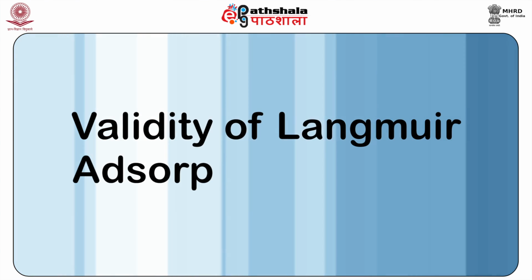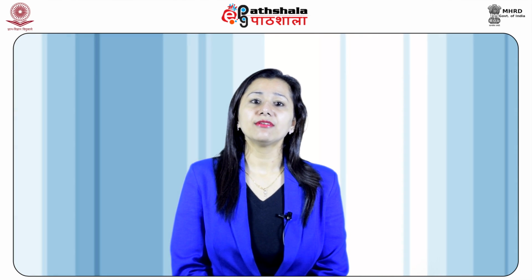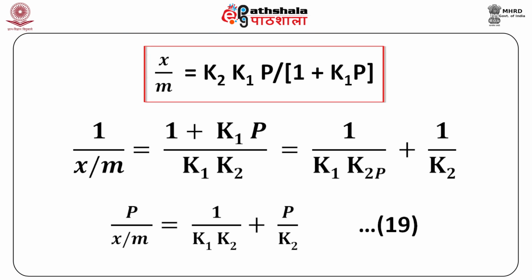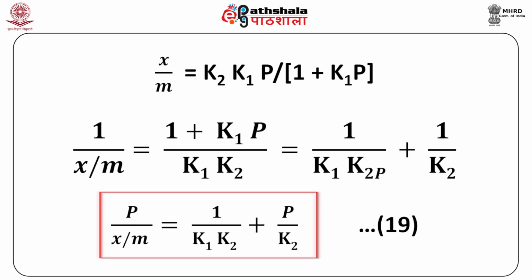Now we shall see the validity of Langmuir adsorption isotherm. The validity of Langmuir adsorption isotherm can be verified by the graphical method. Using equation 18, we have x by m equals K1 K2P divided by 1 plus K1P, or 1 upon x by m equals (1 plus K1P) divided by K1 K2P. This equals 1 upon K1 K2P plus 1 by K2. Or we can write that P upon x by m equals 1 upon K1 K2 plus P by K2, as our equation 19.